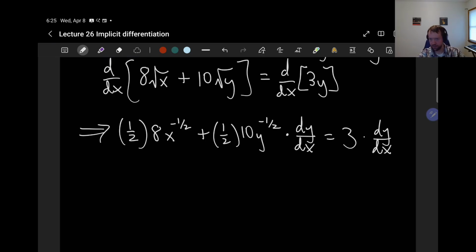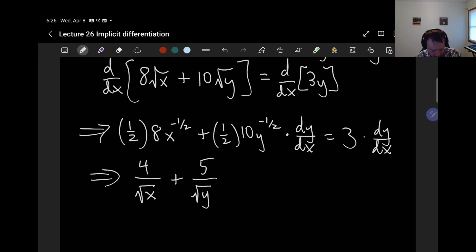Okay, so now we have to do some simplifying, do some algebra to solve for dy/dx. So I think I will go ahead and rewrite these negative 1/2 powers and multiply these 1/2s as well. So I get 4 over the square root of x plus 5 over the square root of y times dy/dx equals 3 times dy/dx.